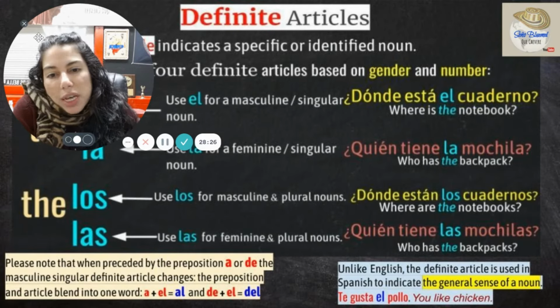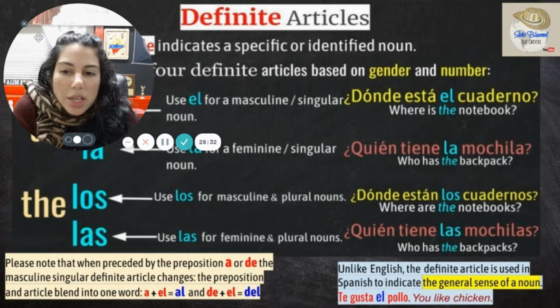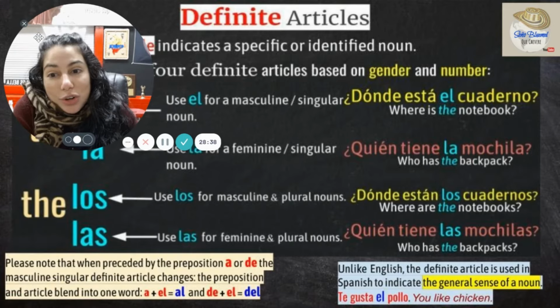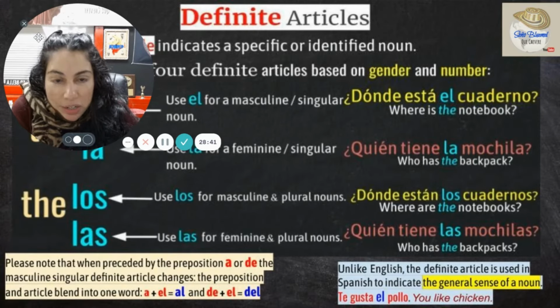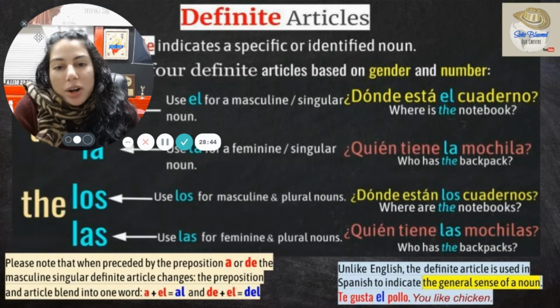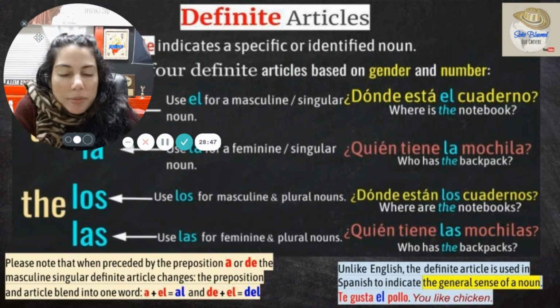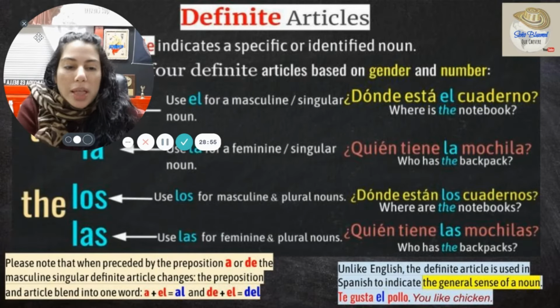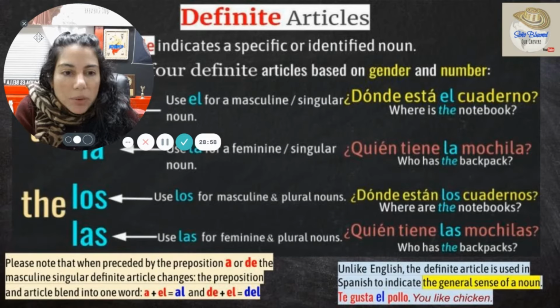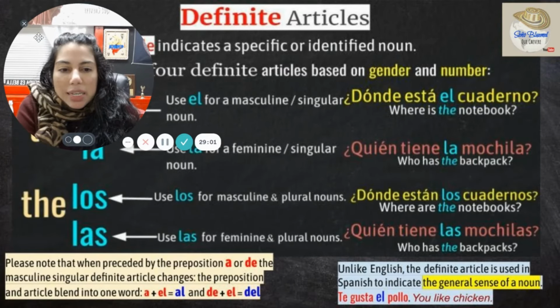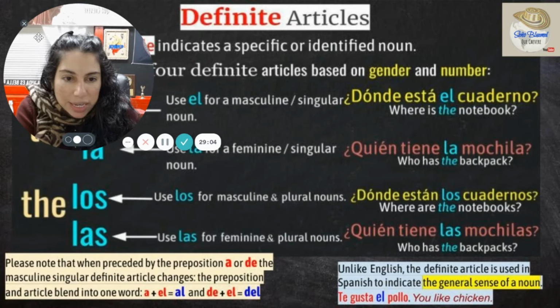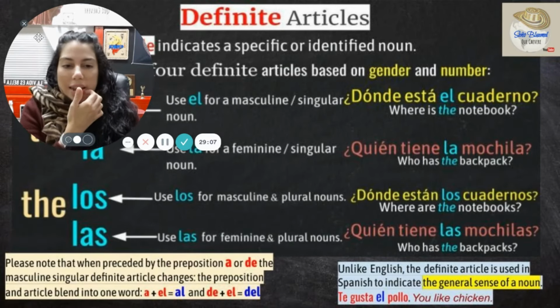And then you have the definite articles for the plural feminine and plural masculine. So los and las, which is also the. So in English, you only have one definite article, which is the, and in Spanish, you've got four. But in Spanish, again, it has to agree with gender and number. So using the same example of cuaderno, if I want to say, ¿Dónde están los cuadernos? I would have to say los and put an S in cuadernos. Where are the notebooks? And ¿quién tiene las mochilas? Again, I have to put an S at mochilas, and it's las.